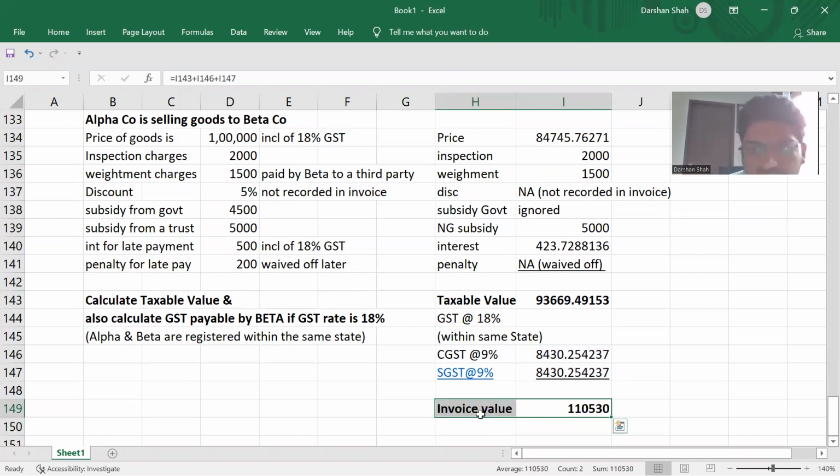If this entire question is clear, we have almost covered all the concepts of taxable value in this one single question.